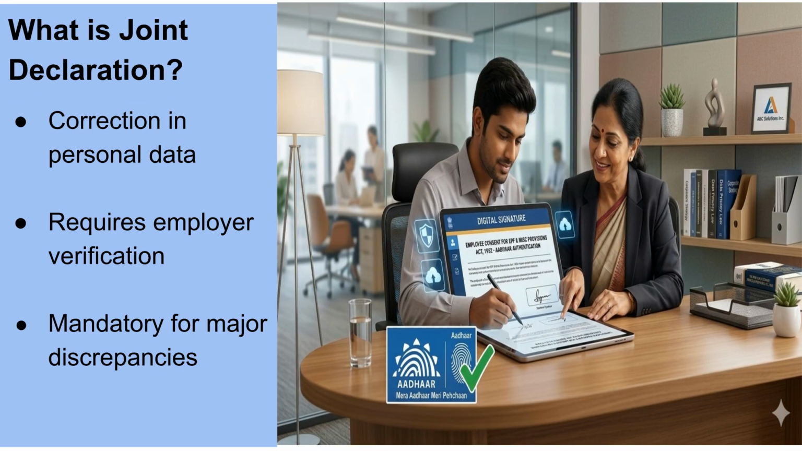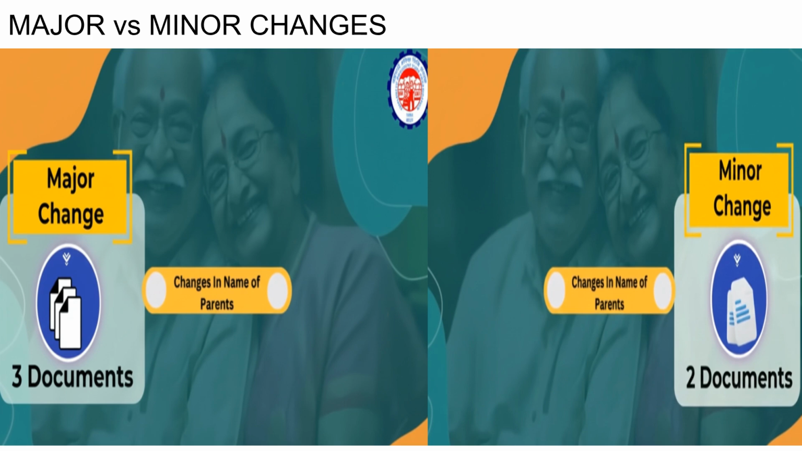A joint declaration is a formal request submitted jointly by the employee and employer to rectify discrepancies in EPF records. This includes changes to name, date of birth, gender, parent's name, or marital status. We will now understand the difference between major and minor corrections in EPF records.